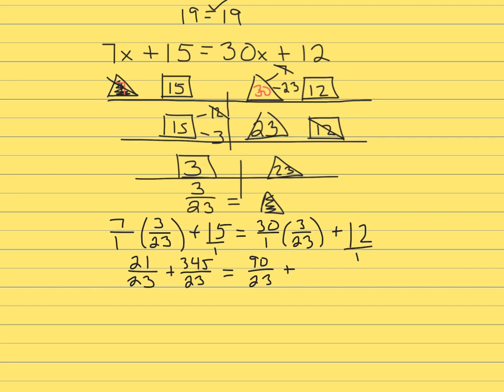Plus, I have to do the same thing here, so I'm going to do 12 times 23, so I have my common denominator, which is going to be 276/23. So 276 plus 90 gives me 366/23. 345 plus 21 gives me 366/23. And at this point I don't have to go any further because you can see that the fractions are equal. So it checks out.